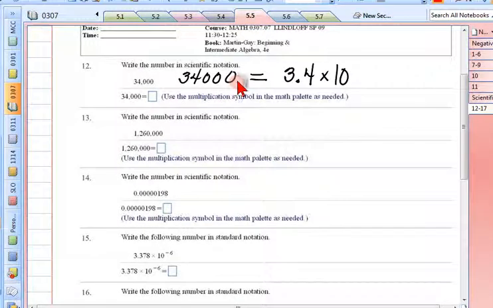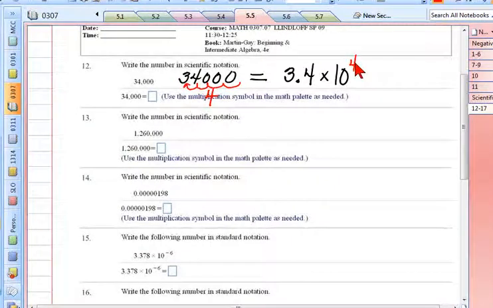It starts here. I have to move it 1, 2, 3. Do you agree I had to move it 4 places? Now, will this exponent be a positive 4 or a negative 4? Positive. And why? Because it's a big old number. So I don't want to think about, oh, I went to the left or I went to the right. Don't worry about that. Big number, positive exponent.